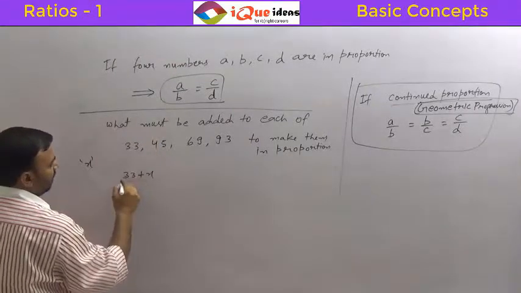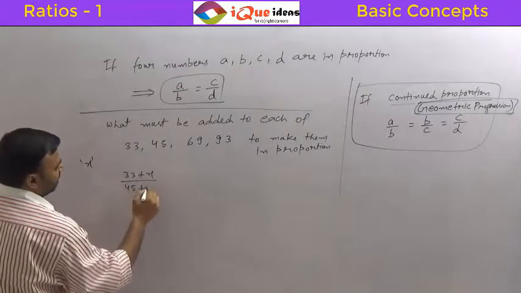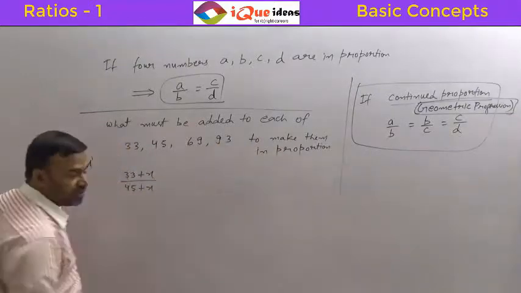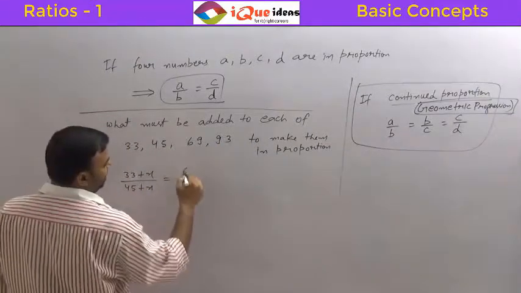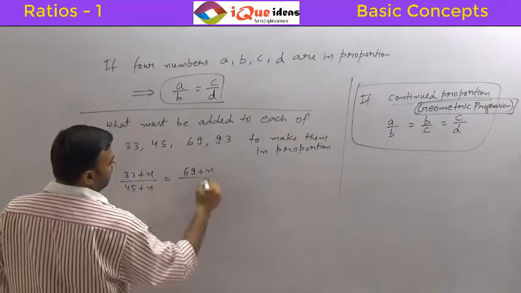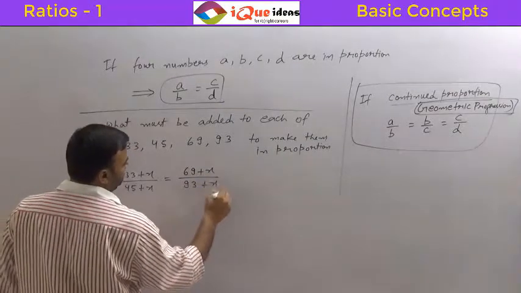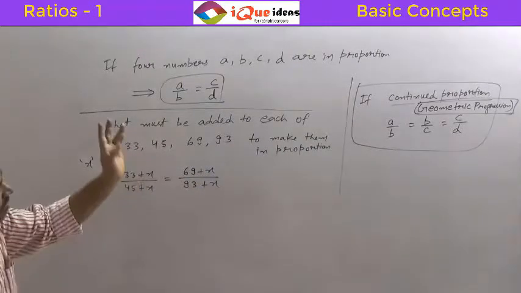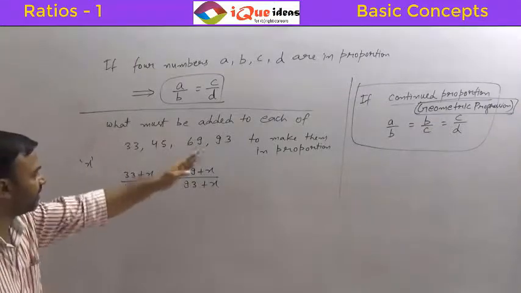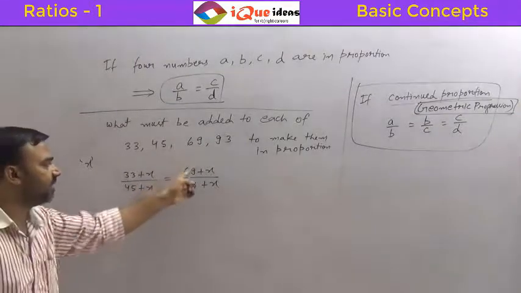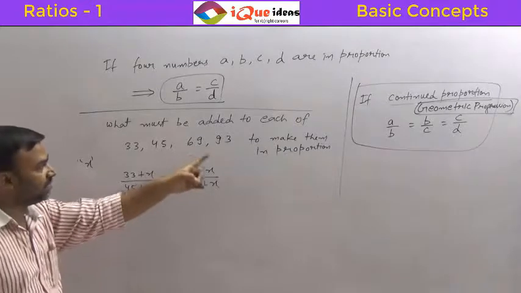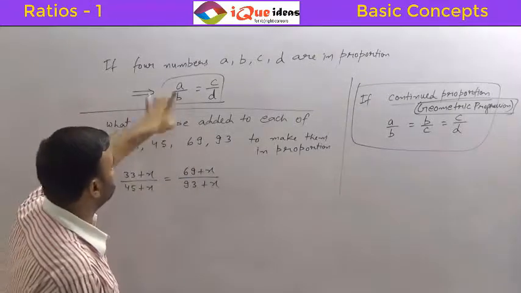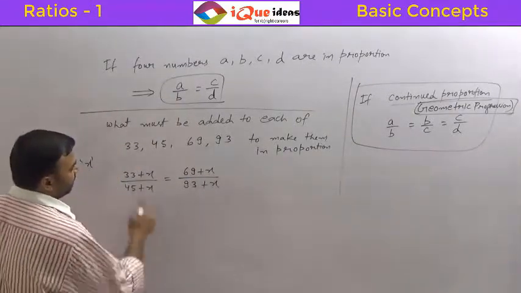33 plus x divided by 45 plus x, because they are going to become a proportion. Right? Now this one 69 plus x, and the last one 93 plus x. Question is, what must be added to make them in proportion? So add x to each one of them. So we get 33 plus x, 45 plus x, 69 plus x, 93 plus x. We will not use the continued proportion thing. We will use this one. Now if you simplify, you will get the answer.